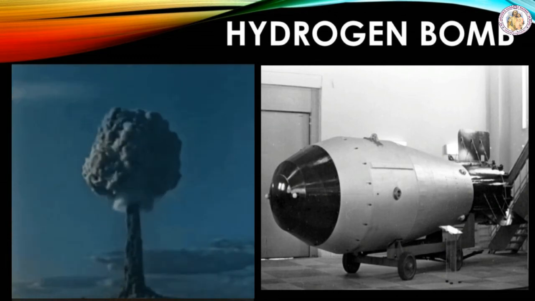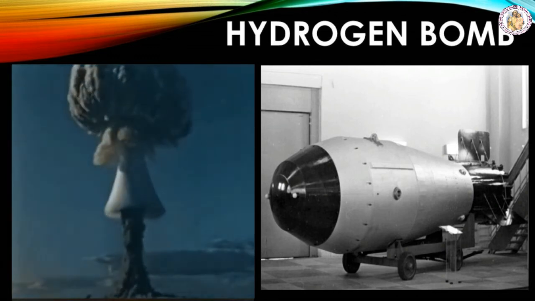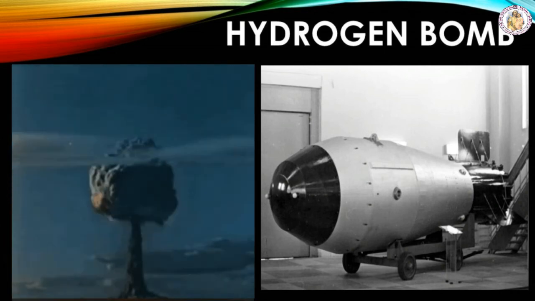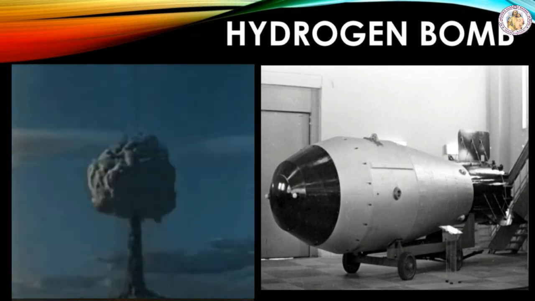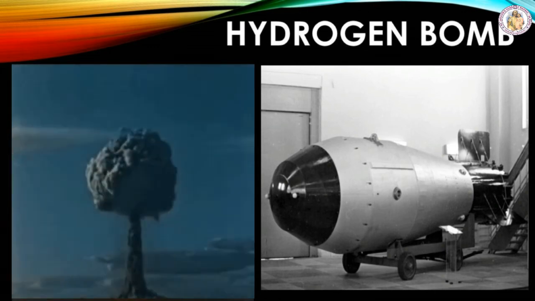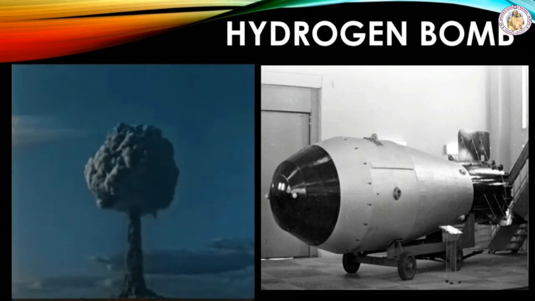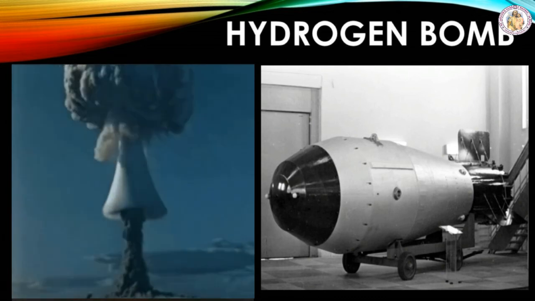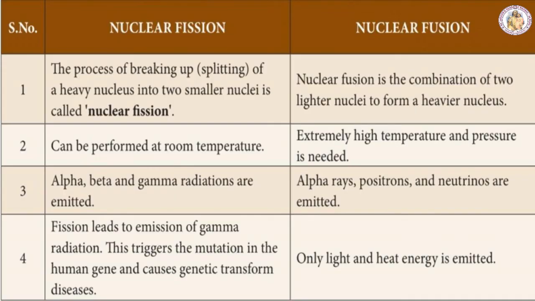Then fusion takes place in the hydrogen core and leads to the release of a very large amount of energy in an uncontrolled manner. The energy released in a hydrogen bomb is much higher than that released in an atom bomb. So this hydrogen bomb we can say is a fusion bomb. Atom bomb we can say is a fission bomb.